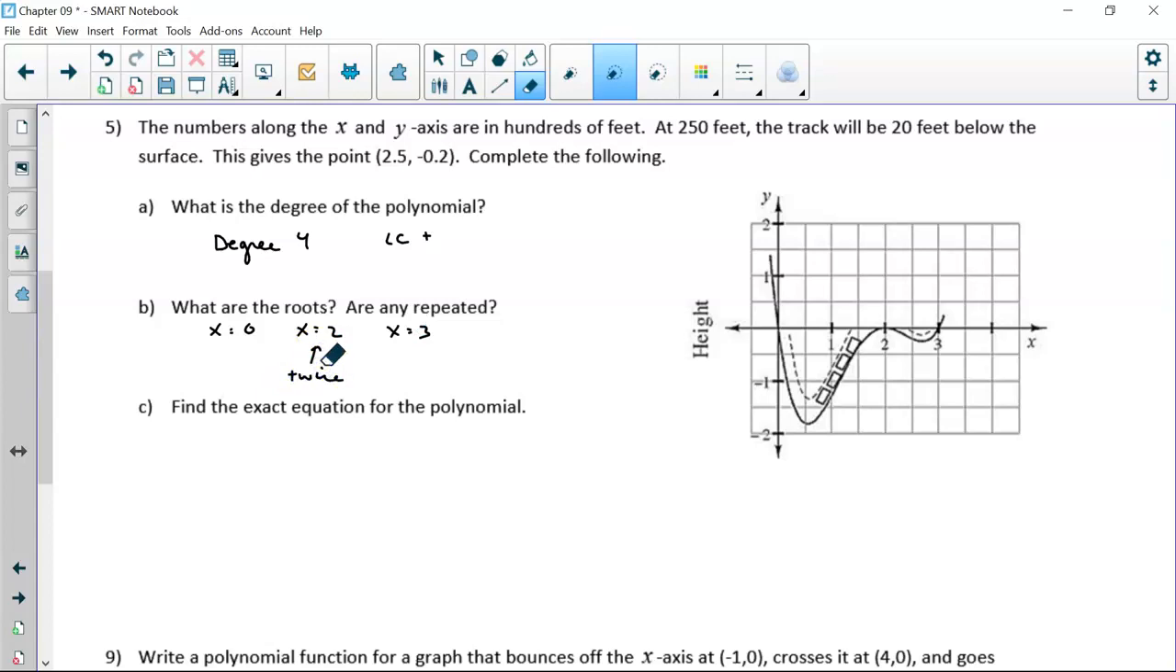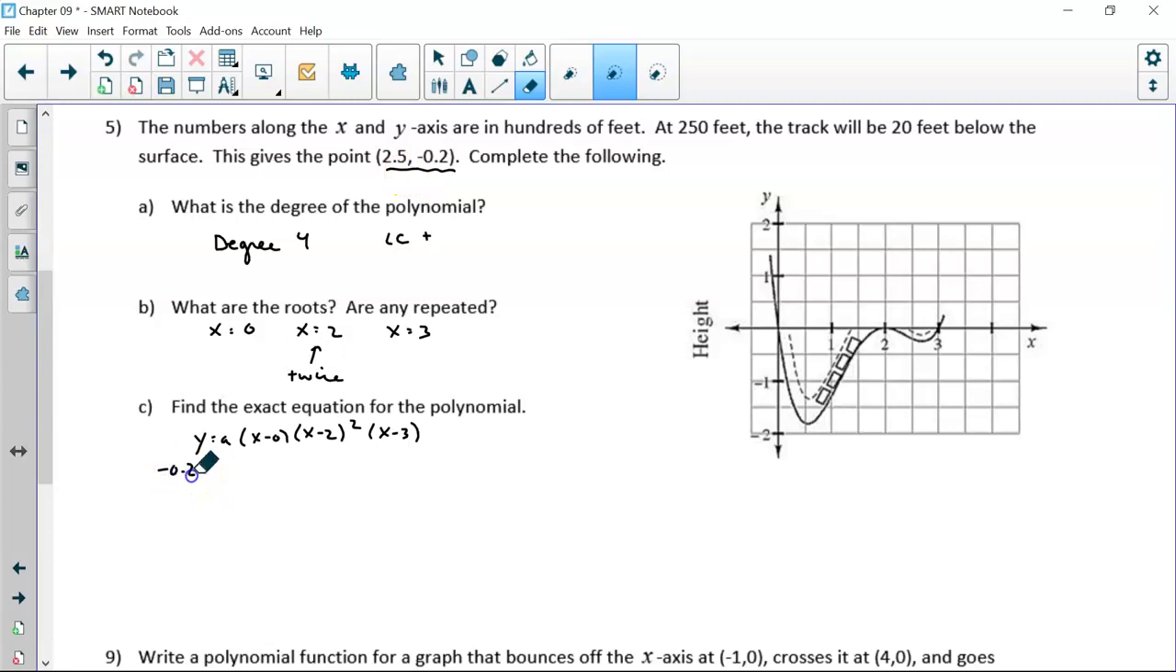Now we're going to find the exact equation. They're telling us that 2.5 and negative 0.2 is on the graph. So y equals a, x minus 0, x minus 2 squared, x minus 3. Don't forget that squared. So we don't actually have to clean anything up. So we can use that point 2.5 and negative 0.2.